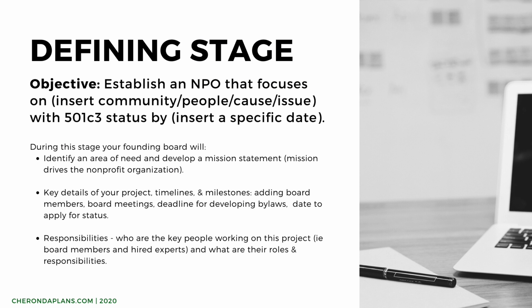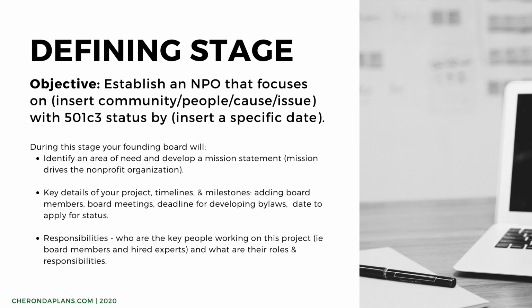The defining stage. This is when you outline your project objective, and in our case, it's going to establish a nonprofit that focuses on whatever that focus is with 501c3 status. And the big thing with project management is you must put a date on it. You will adjust that date as you go through the project, but you need to put a date on it. It could be 3 months from now, 6 months, 2 months, but it needs a date.